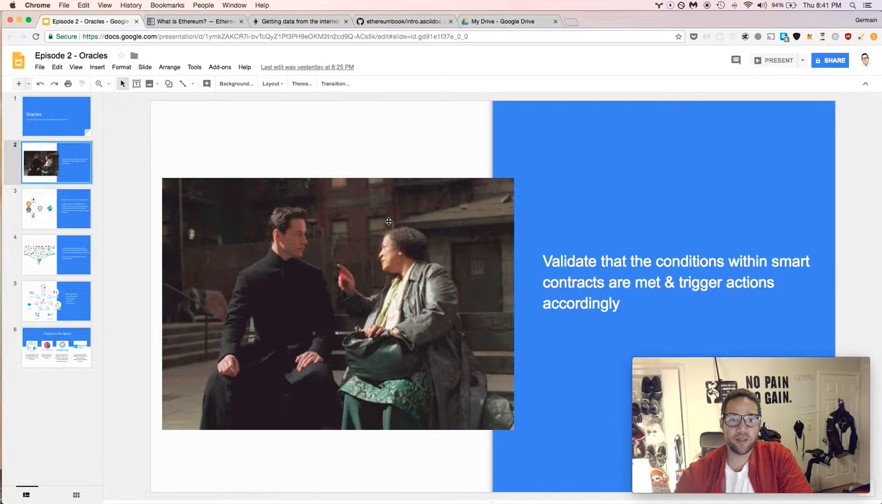So you can kind of see it here in this slide with the allusion to the Matrix, one of my favorite movies for sure. Here you validate that the conditions within the smart contracts are met, so the oracle is telling Neo what exactly happened, and then this triggers an action accordingly, which means that Neo is going to go and kill probably every single person in the Matrix. Whatever.